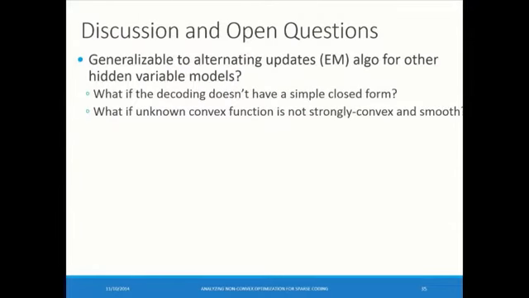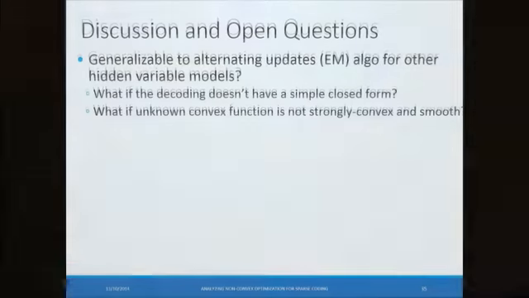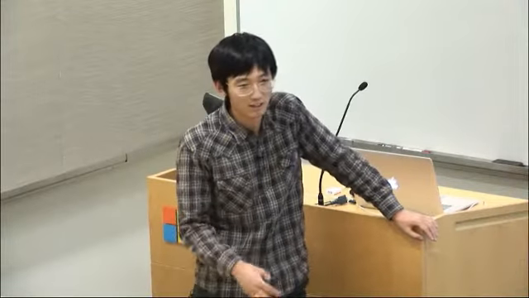The first open question is whether this is generalizable to alternating updates, like the EM algorithm, and to other hidden variable models. For example, in the Wainwright et al. paper, they study EM, and at least for the problem they are studying, our framework still applies, because our condition is weaker.